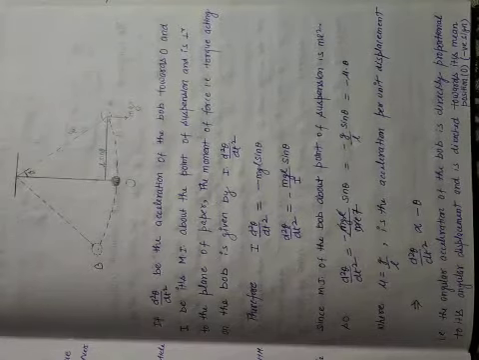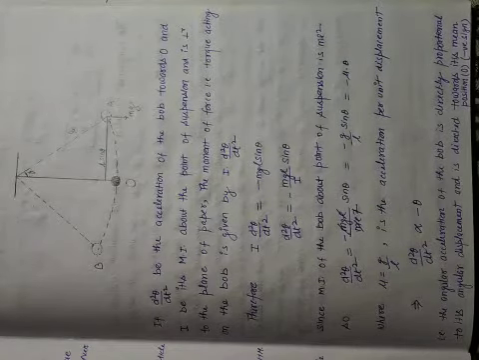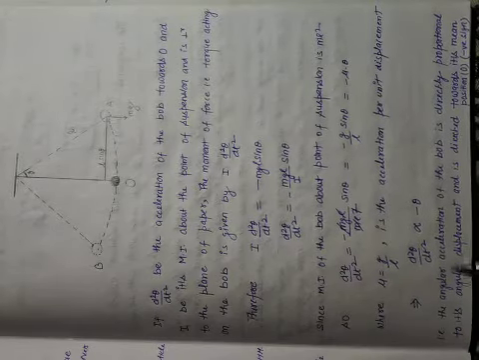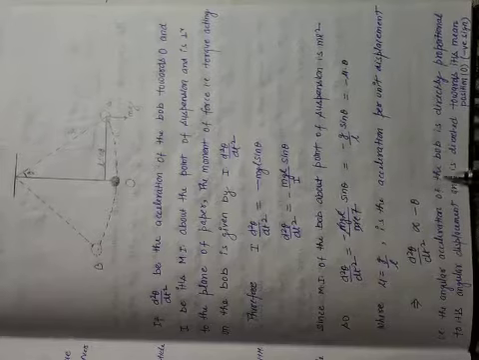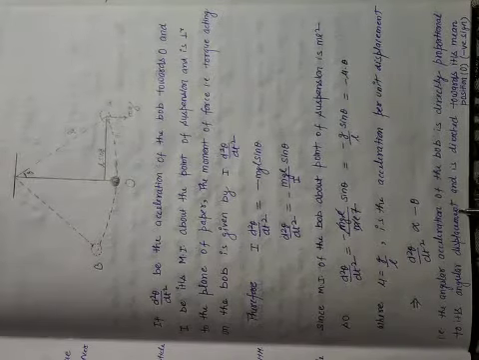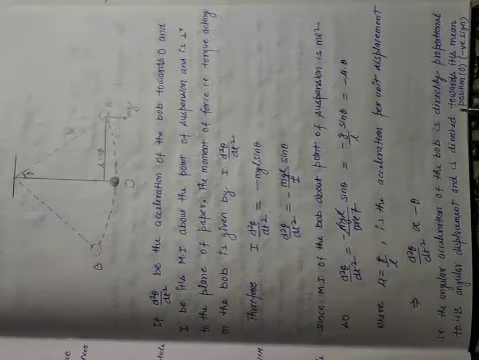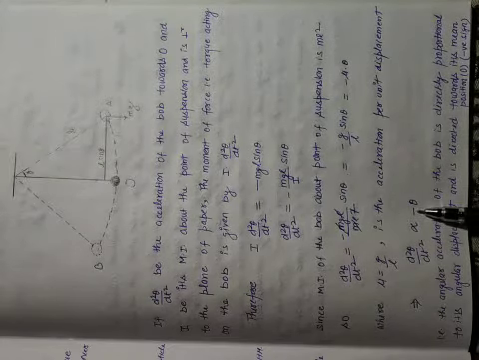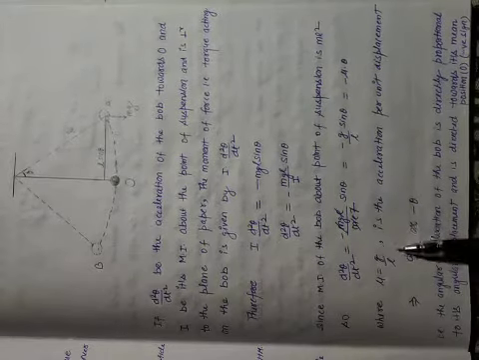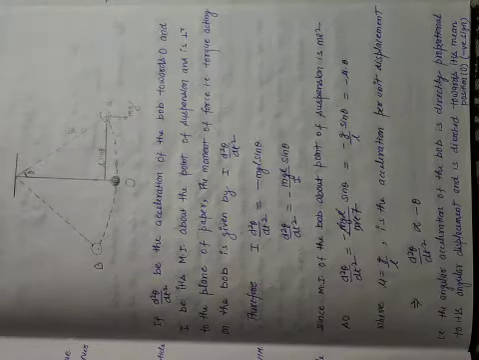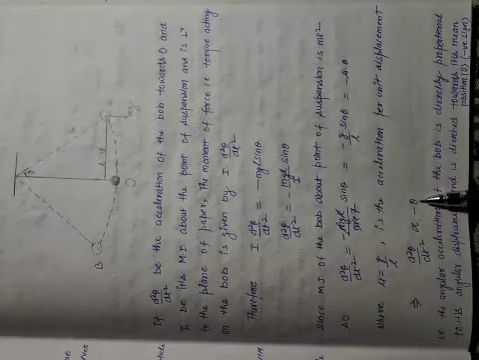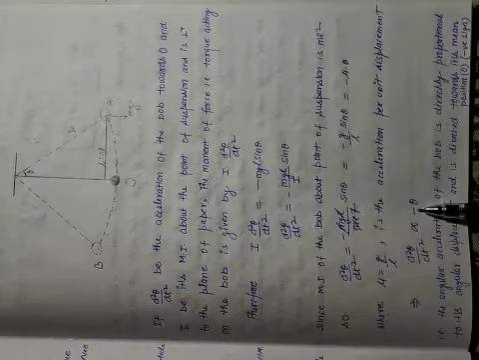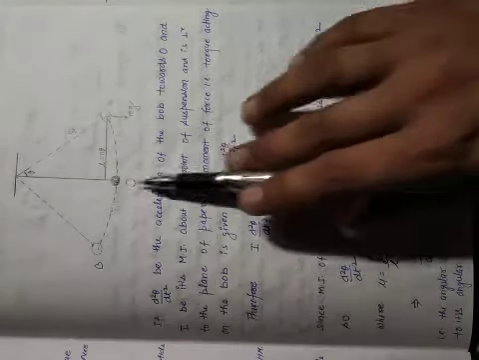And what is theta? Theta is the angular displacement. So the angular acceleration of the bob is directly proportional to the angular displacement theta, and this minus sign suggests that it is directed towards its mean position, this O.